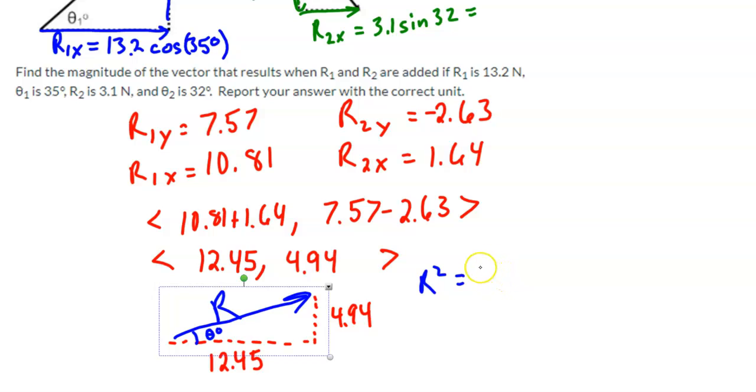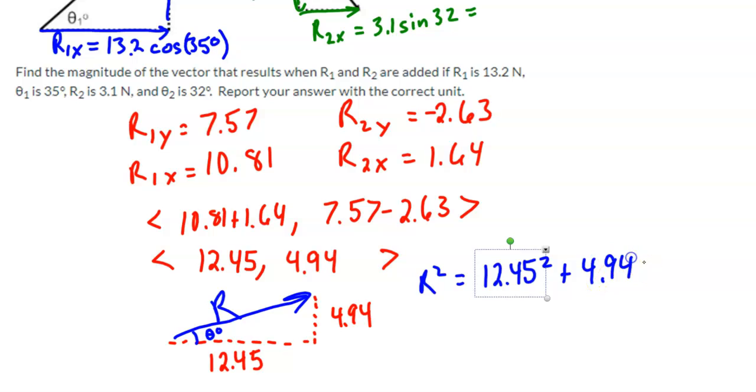So a squared plus b squared equals c squared, so r squared equals 12.45 squared plus 4.94 squared. And then we'll solve for r. Alright, so I get 13.4 or 13.39. Probably will be accepted correct either way. Newtons.